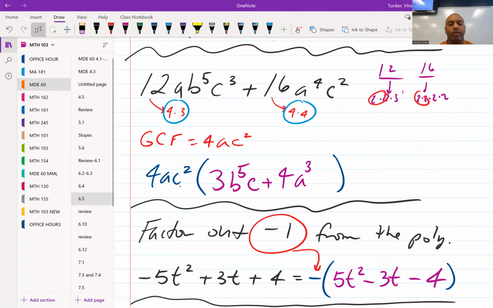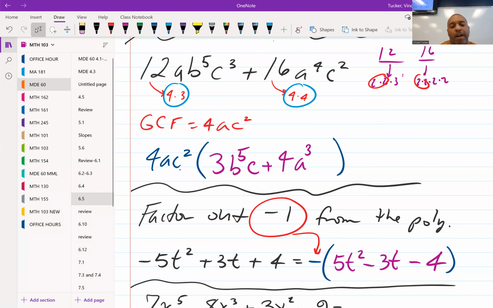All right, next one's relatively short, but they want to emphasize factoring out a negative. So if I have negative 5t squared plus 3t plus 4, if you pull a negative to the front, they ask you to factor out -1. That means all of the signs that you originally had will change. So I had -5t squared, so now I have positive 5t squared. I had a positive 3t, so that's minus 3t. And then positive 4 goes to -4. Now, if you were to distribute the negative back, then you get what you originally had.